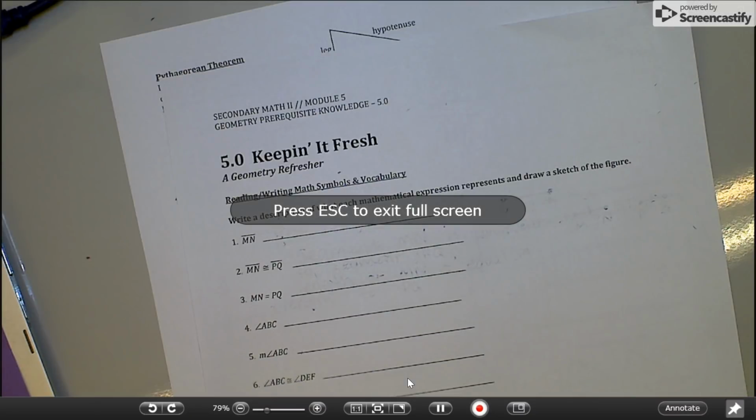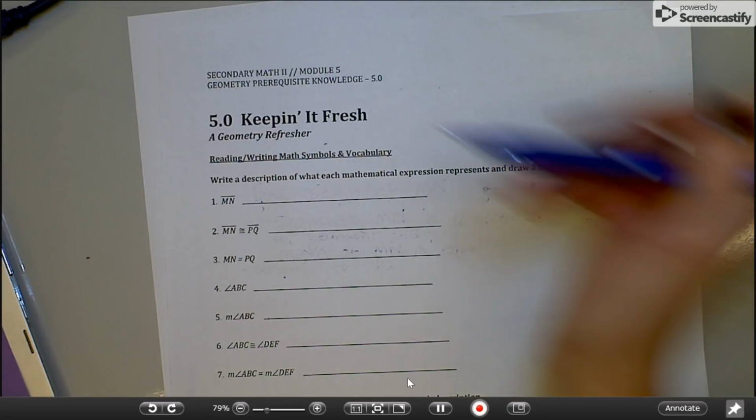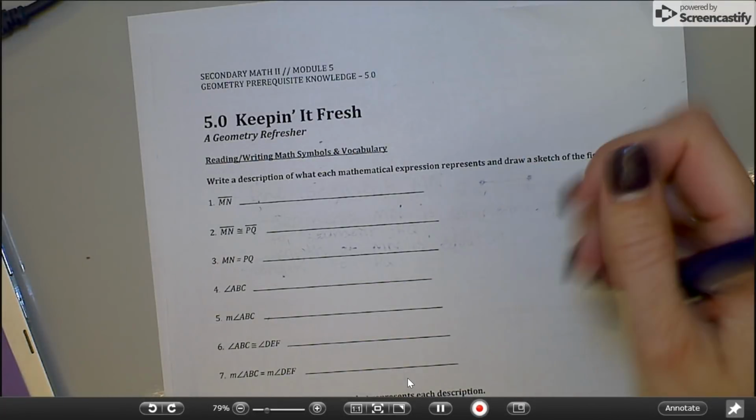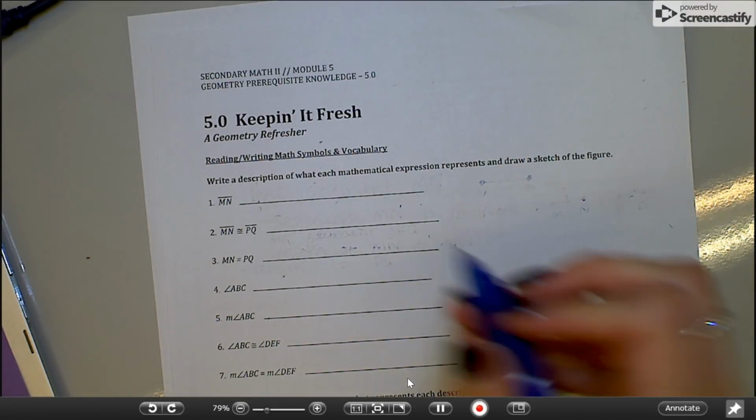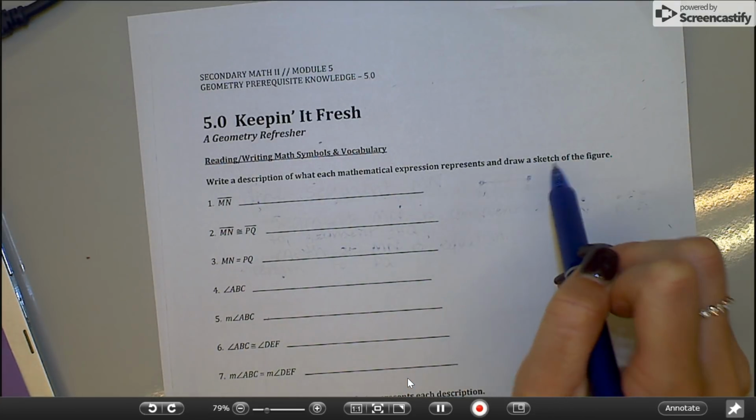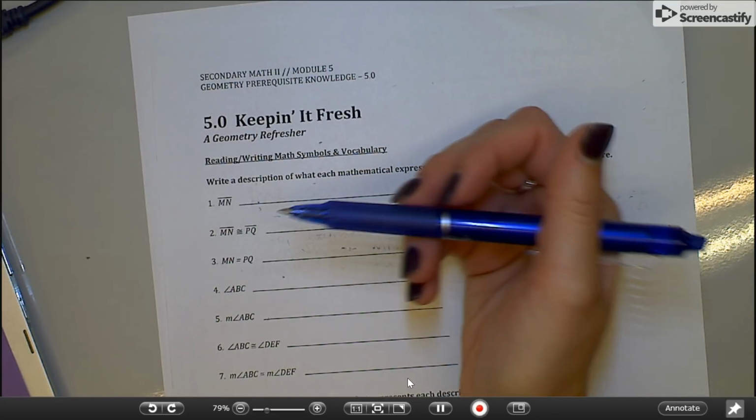So we're going to go through a geometry refresher. Most of these skills you should have learned in Math 1, and you will be using them and adding on to them in Math 2 this year as we go through the geometry modules. So the first part, it's saying to write a description of what each mathematical expression represents and draw a sketch. So they basically want us to write out how we would verbally say this.